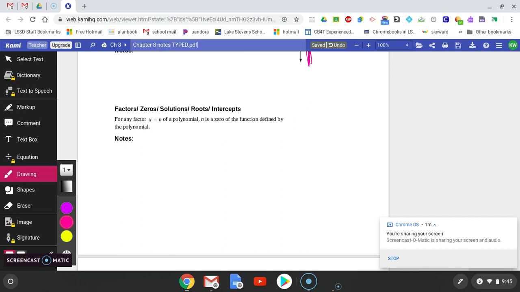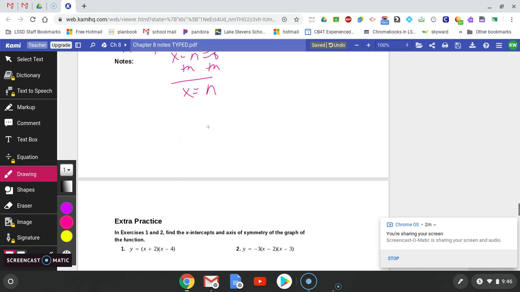All right, so factors, zeros, roots, solutions, intercepts: for any factor of this, it's always the opposite of that number that ends up being the zero, the factor, the solution, or the intercept. And again, that's because if we set it equal to 0 and solve it, we add n on both sides, and we get x is equal to n. So that's why it's always the opposite of each of those numbers.